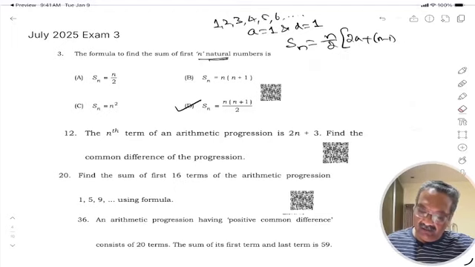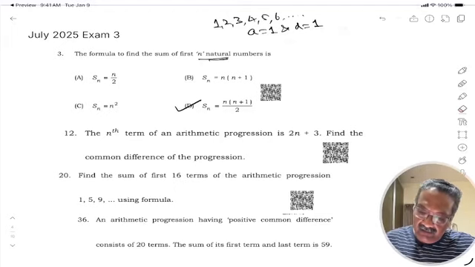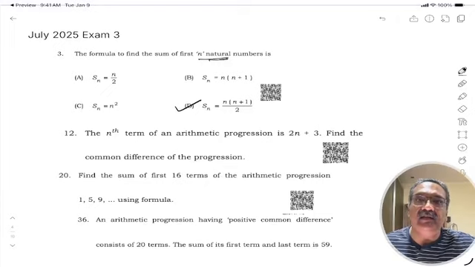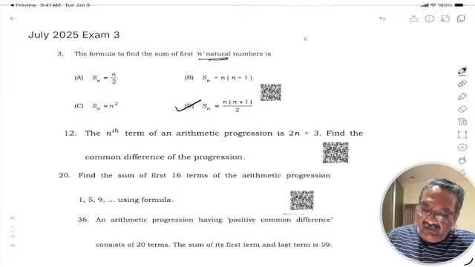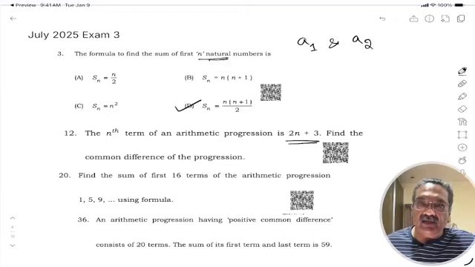Next question. The nth term of an arithmetic progression is 2n plus 3. Find the common difference. Common difference ಬೇಕಂದ್ರೆ ಏನು ಮಾಡಬೇಕು ನಾವು? We have to find two consecutive terms. So let us find A1 and A2. Given an is equal to 2n plus 3.